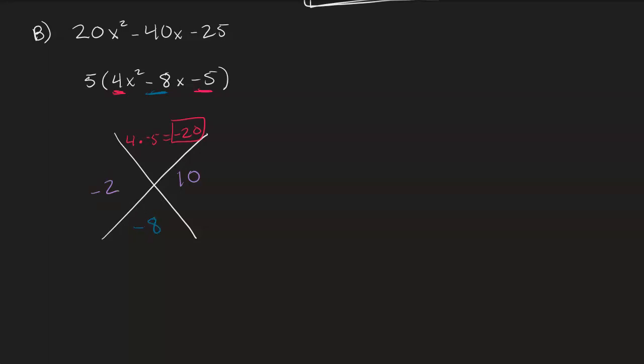So what I need to do here, start that over, is I need to switch the signs. It has to be positive 2 and negative 10 because 2 plus negative 10 gives me negative 8. We know 2 times negative 10 is negative 20. All right, so that gives me my M and N.